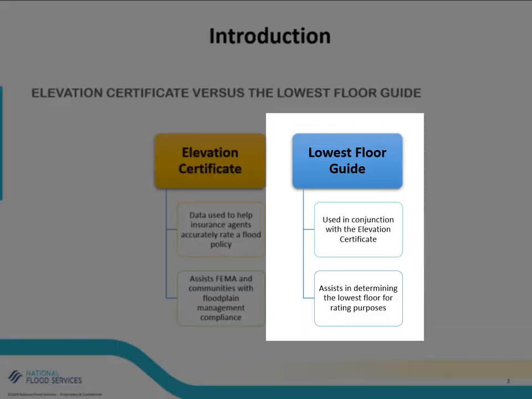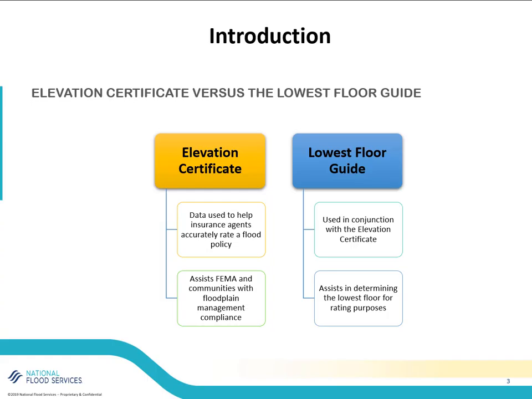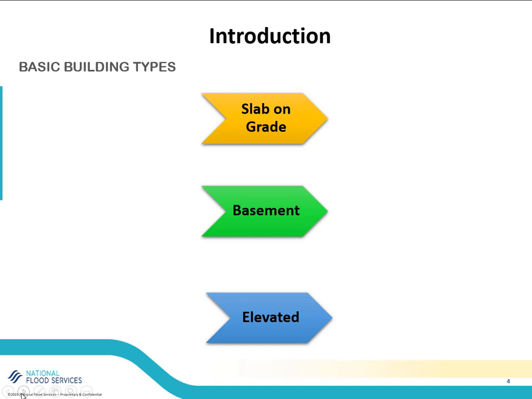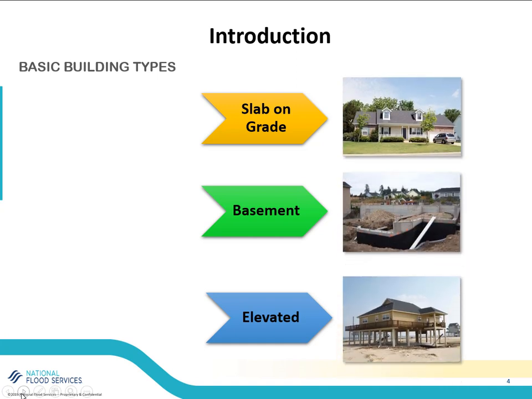The lowest floor guide, on the other hand, is used by insurance agents in conjunction with the elevation certificate to assist in determining the lowest floor for rating. The National Flood Insurance Program divides structures into three basic types: slab on grade, basement, or elevated. These three types are then divided into 11 different diagram numbers on the agent's lowest floor guide.